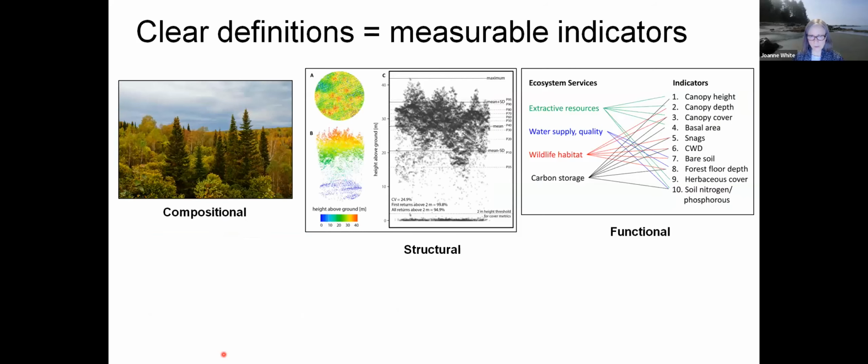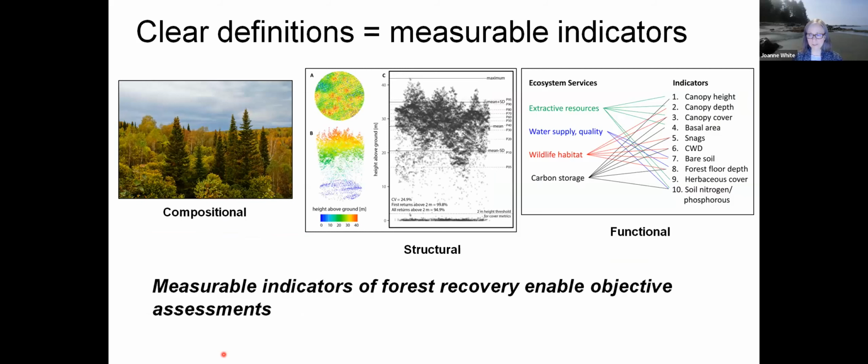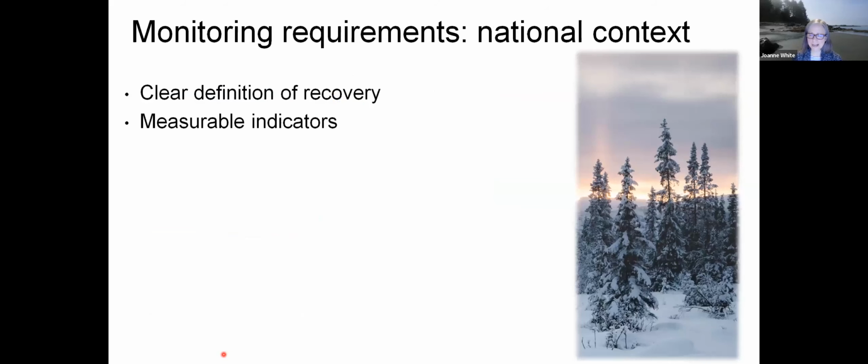Clear definitions are important because they allow for measurable indicators of recovery. And these indicators can be compositional, they can be structural, or they can be functional. But measurable indicators lead us to objective assessments of how the forest is returning following the disturbance. If we think about this in a national context, I've already mentioned we need a definition, we need measurable indicators. We also need nationally consistent observations.